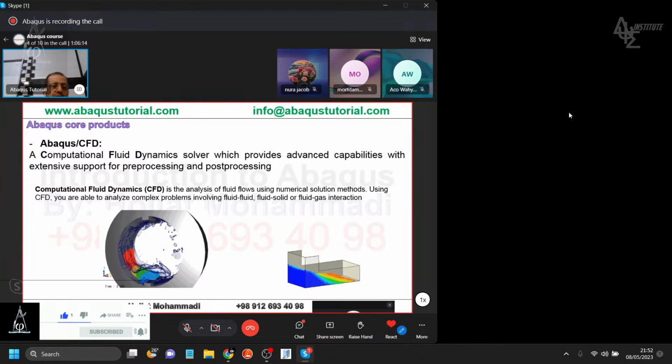A computational fluid dynamics solver which provides advanced capabilities with extensive support for pre-processing and post-processing. Computational fluid dynamics is the analysis of fluid flows using numerical solution methods. Using CFD, you are able to analyze complex problems involving fluid-solid and fluid-gas interaction.